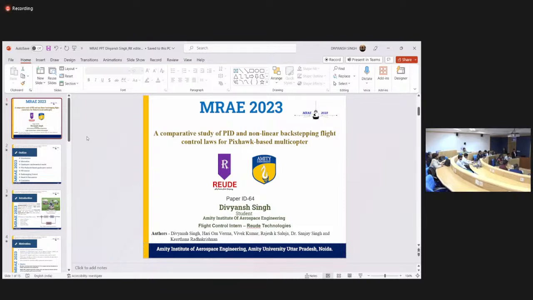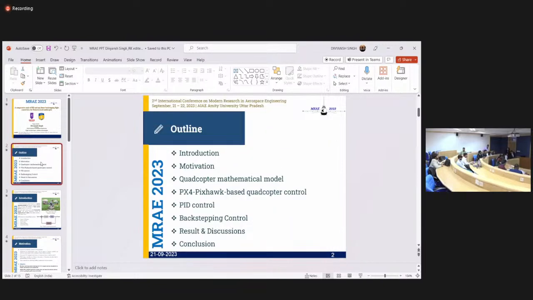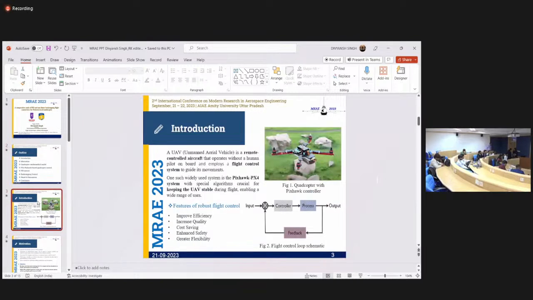Okay. So this was my major project with Radio Technology as a flight control intern. Coming to the outline, I'm going to go through my whole project based on introduction, motivation, and quadcopter mathematical model. Let's start with the introduction. We all know what a quadcopter is, and recently we all know the use of UAVs. UAVs are unmanned aerial vehicles, remote controlled aircraft that operate without a human pilot onboard.